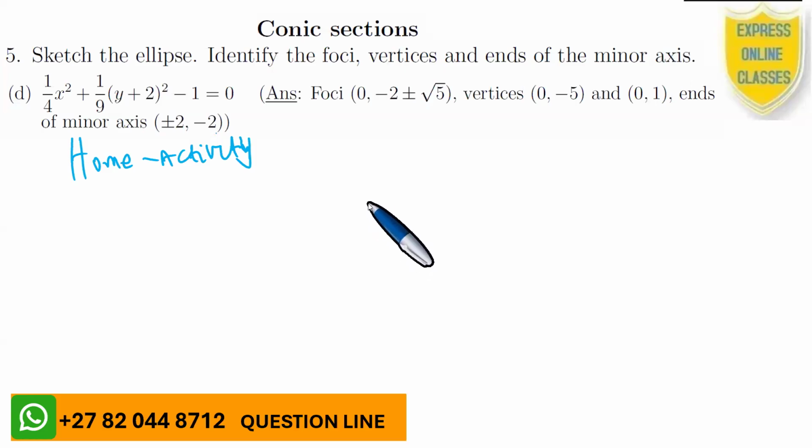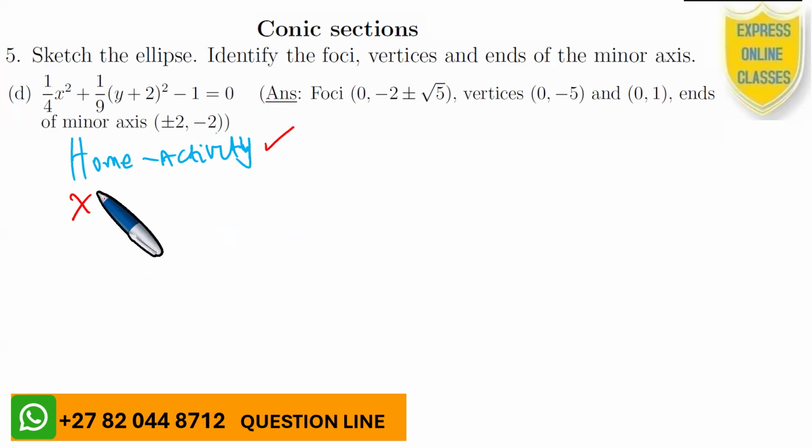In this lesson, we shall focus on conic sections, Math 141, and we shall be looking at the calculus component of mathematics. Sketch the ellipse, identify the foci, the vertices, and ends of the minor axis. This was given as a home activity in our previous gathering. And obviously, when I gave this one, you went to try it, and I'm sure that you possibly enjoyed it.